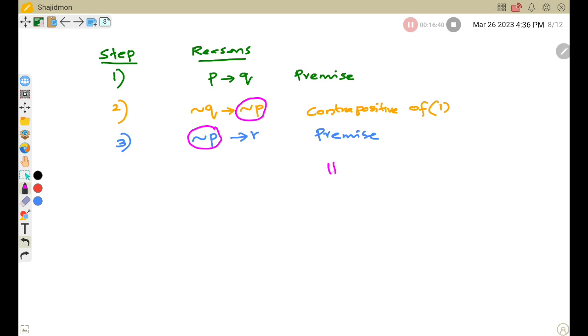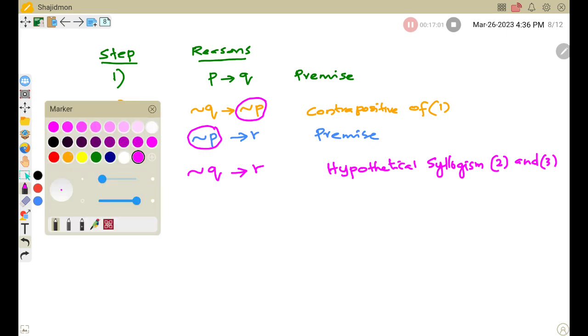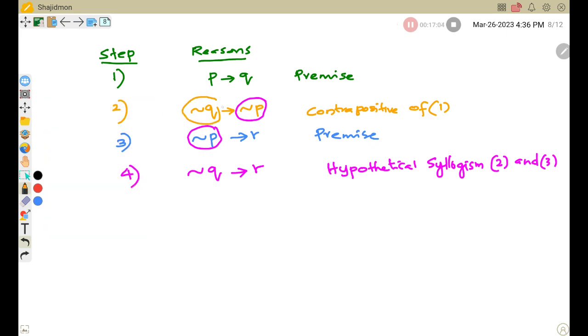So by using hypothetical syllogism from steps 2 and 3, how to write that one? We will get step 4 as negation of Q implies R, correct? The first and the last, this is the first and this is the last, that is the hypothetical syllogism. So negation of Q implies R we are getting.